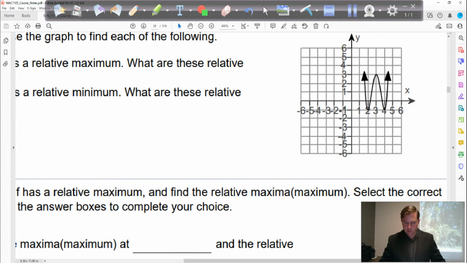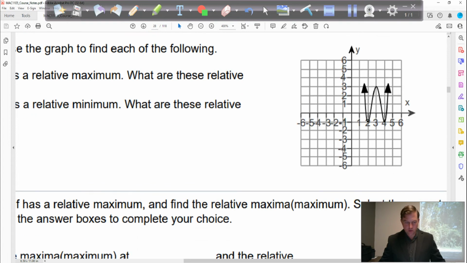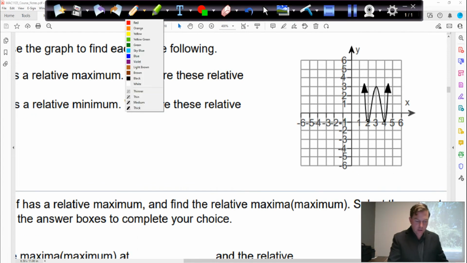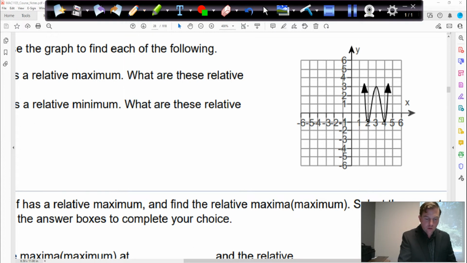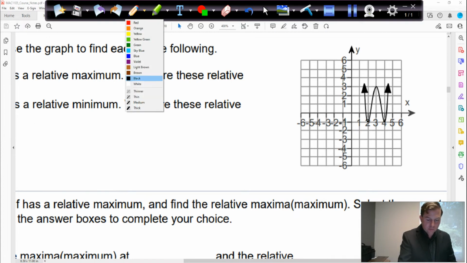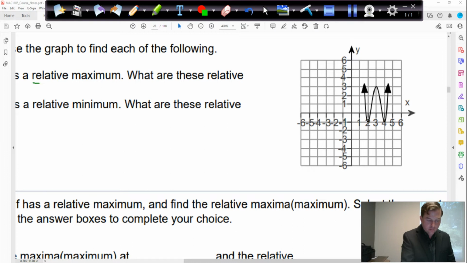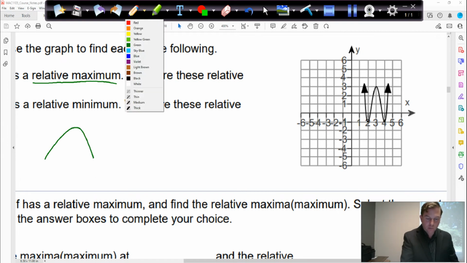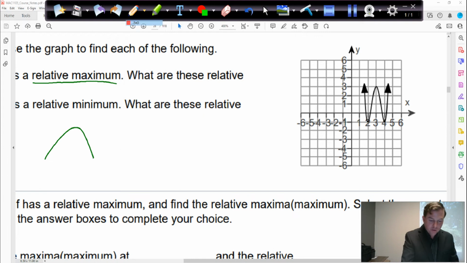And what this problem is going to ask for is relative maxima and relative minimum. Let's start with relative maximum. I'm going to draw these shapes and I'm hoping it's pretty simple to see what we mean. So a relative maximum is when the graph changes from increasing to decreasing and it creates a hump or a mountain. So the peak of that mountain will be the maximum.